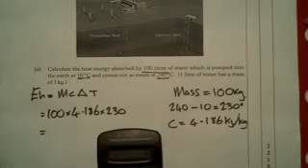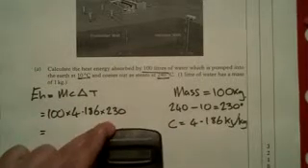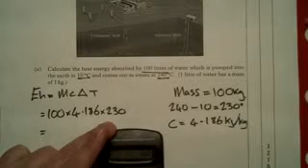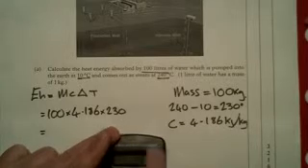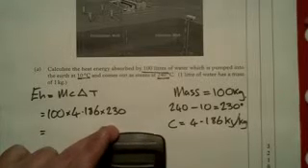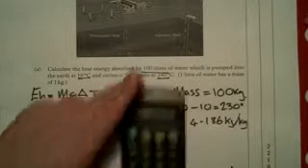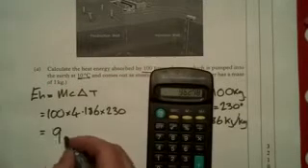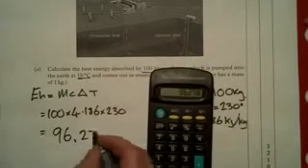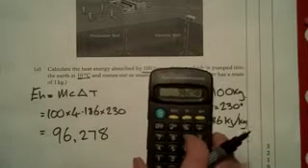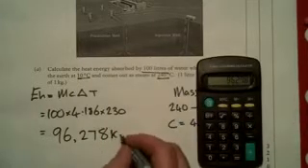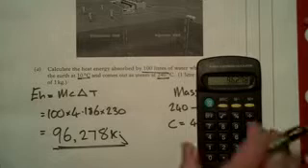So, 100 times 4.186 times 230 equals 96,278, and the units for this, kilojoules. Energy is measured in joules.